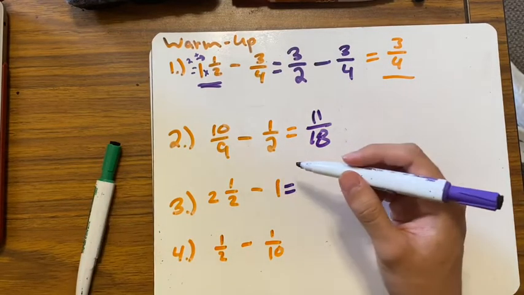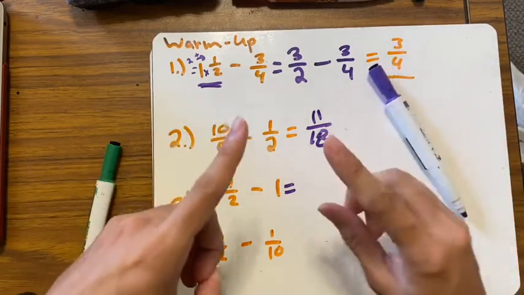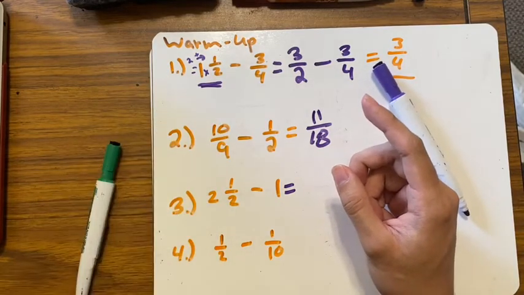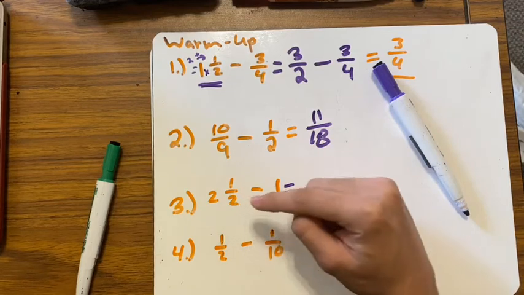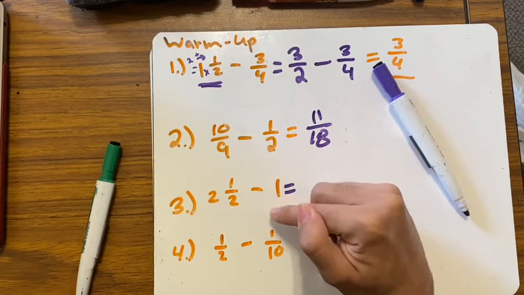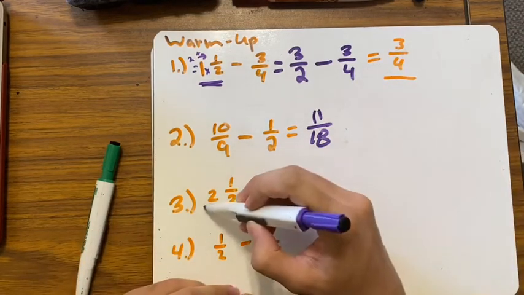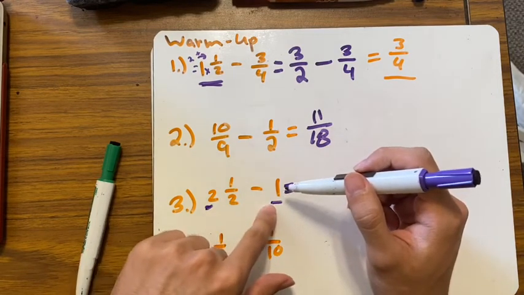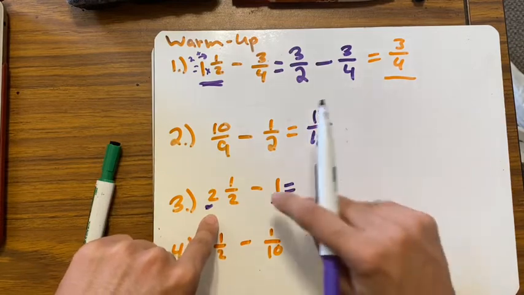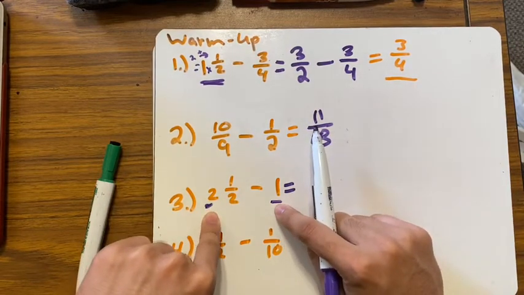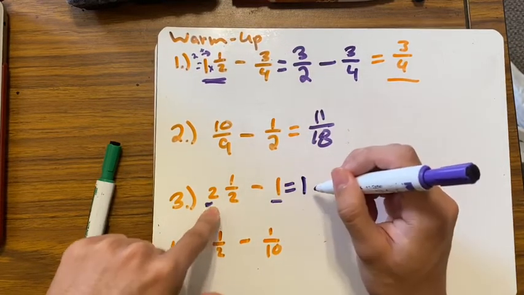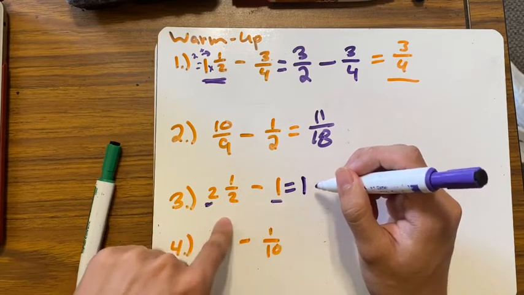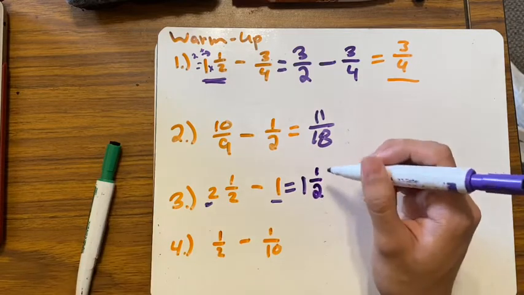2 and 1/2 minus 1. Now, what you can do, everybody, is you can try and switch this into an improper fraction. But look, here I just have a mixed fraction minus a whole number. So I can just go ahead and subtract these two whole numbers. 2 minus 1, 1. And then I don't have to subtract any fraction from this one, right? So it's just 1/2. Okay?